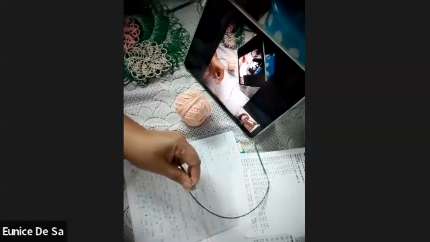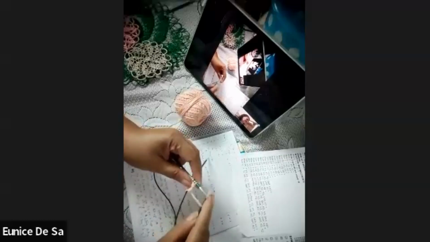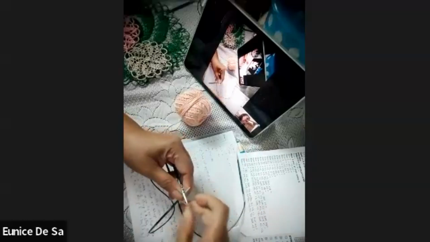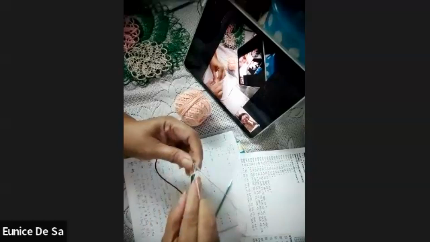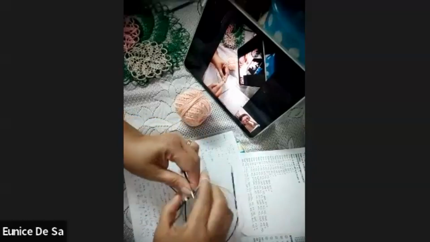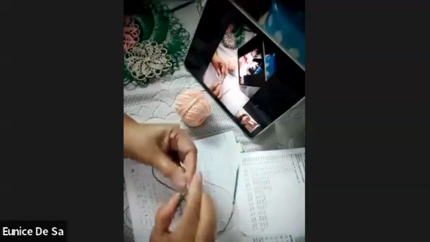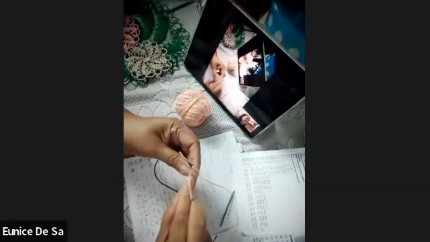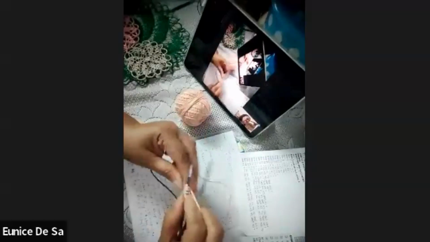Okay, now yarn over, again, I'm on needle 2, yarn over, knit 1. Yarn over, knit 1. Yarn over, knit 1. Third row is knit all.